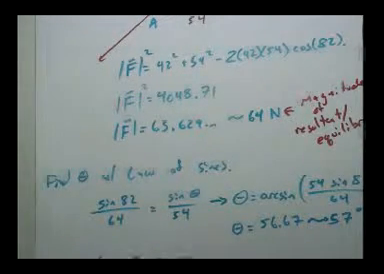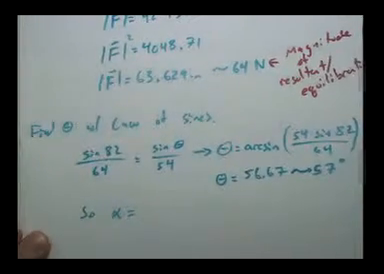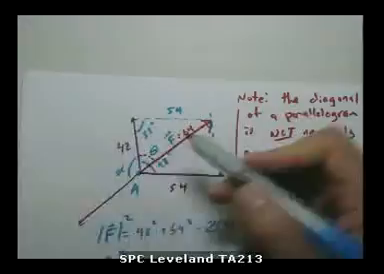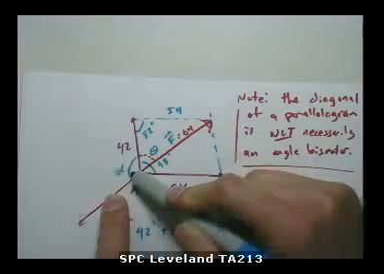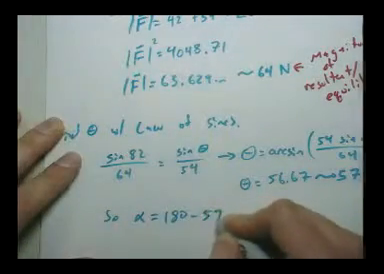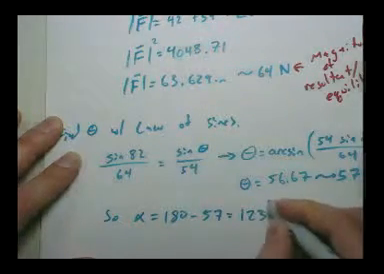So, what does alpha have to be? Right? 123 degrees. Very good. Here's the theta that we just found, 57, and alpha is the supplement. So 180 minus 57 is 123 degrees.